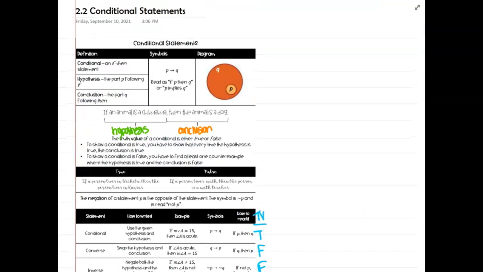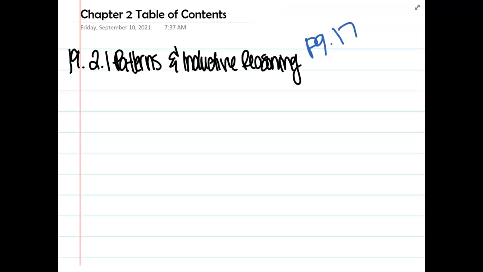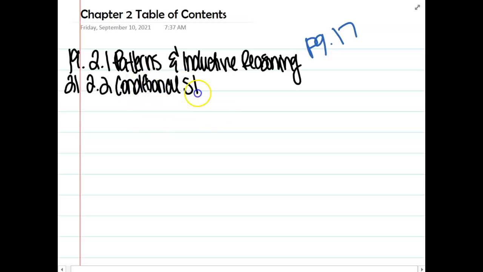Questions on any of that? Okay, this needs glued into page 21 of your notebook. This is 2.2, conditional statements.